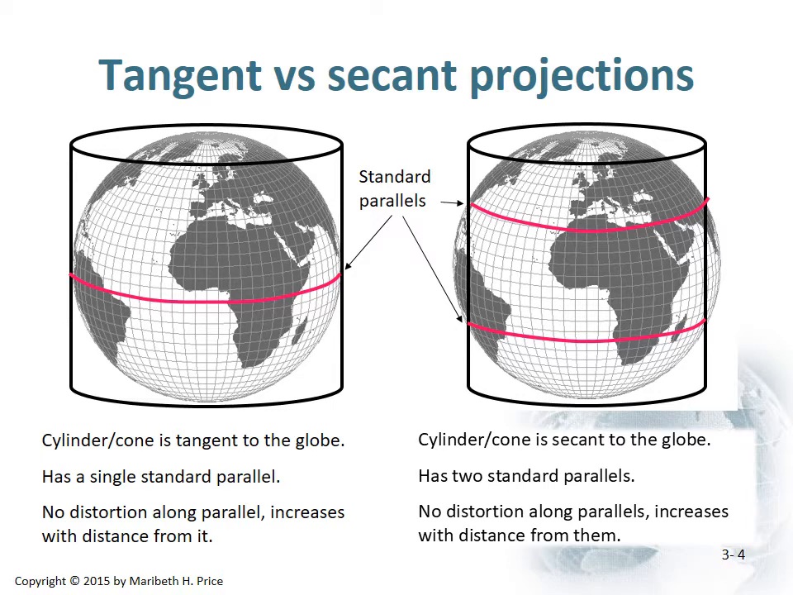So over on the right, we have a secant example where the cylinder is in contact with two parallels as it passes through the Earth's surface at two different lines of latitude. And so this is something that we also call a standard parallel or a standard line. Wherever you have that standard line or parallel, there's no distortion along that line, but the distortion increases the further you get away from that line. So by placing two standard lines on the map in this case, we're going to be reducing the amount of distortion that occurs all over the planet.